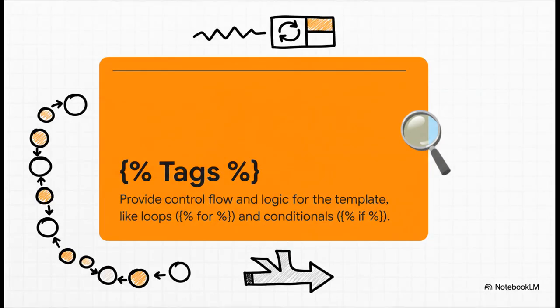And finally, we have tags. Now, this is where the real power of the DTL kicks in. Tags give you control flow, the programming-like logic. You can use them to loop through a list of items with a {% for %} loop, or maybe show certain content only if a user is logged in with an {% if %} tag. But, and this is a really important part of the Django philosophy, this logic is intentionally limited. It's just enough to handle presentation, keeping your templates clean and focused.